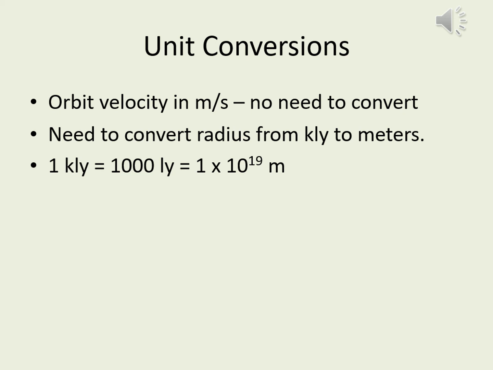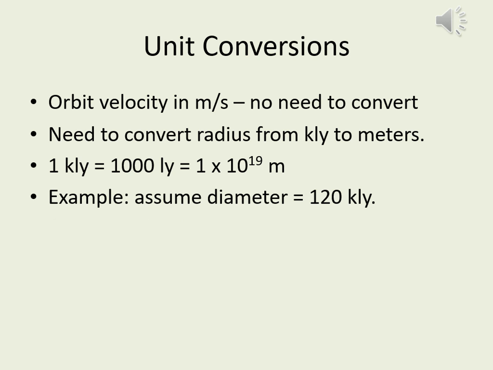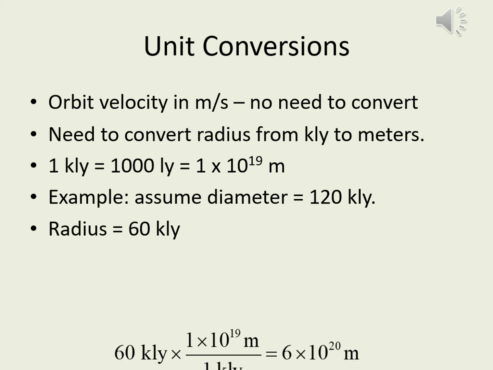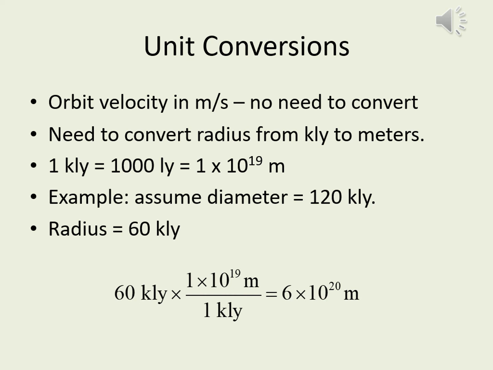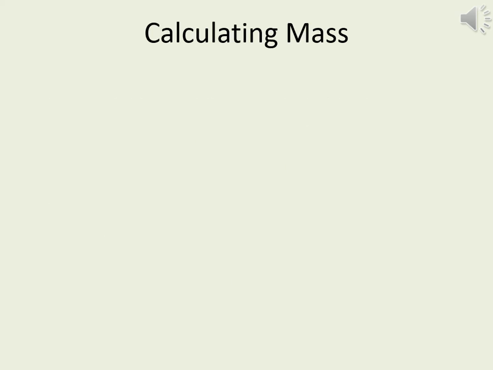Let's look at an example where the galaxy has a diameter of 120 kilolight years. That's just a bit bigger than our own Milky Way galaxy. First, we divide the diameter by 2 to get the radius of 60 kilolight years. Then, to convert this to meters, we simply multiply this value by the conversion factor, 1 times 10 to the 19th meters, divided by 1 kilolight year. That gives us a radius of 6 times 10 to the 20th meters. As we expected, this is a lot of meters.